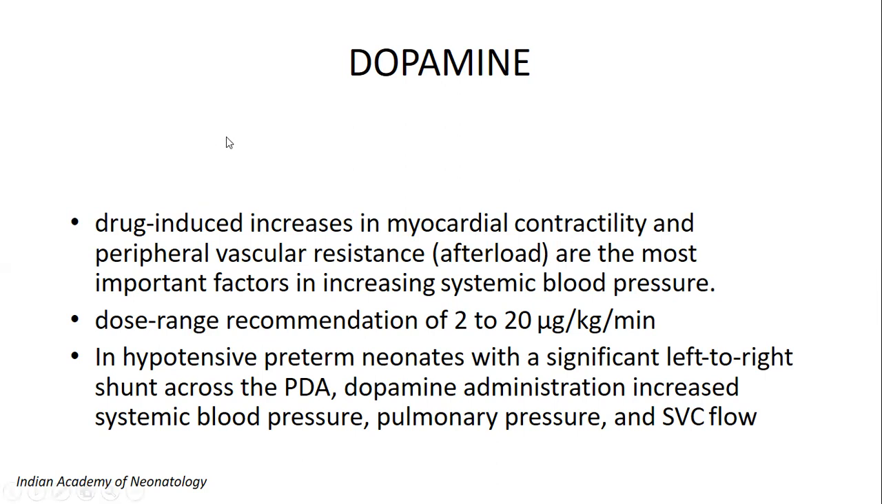So the drug dopamine will definitely increase the myocardial contractility and also the peripheral vascular afterload. These are the most important factors in increasing the systemic blood pressure. The recommended dose is 2 to 20 mcg per kg per minute. In hypotensive preterm infants with a significant left-to-right shunt across the PDA, dopamine administration has been documented to increase systemic blood pressure, pulmonary pressure, and SVC flow.